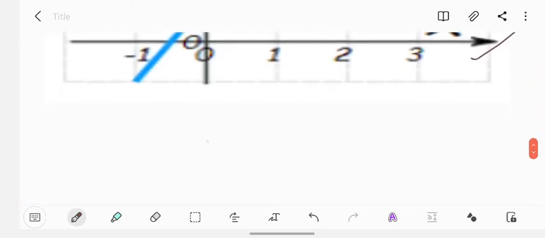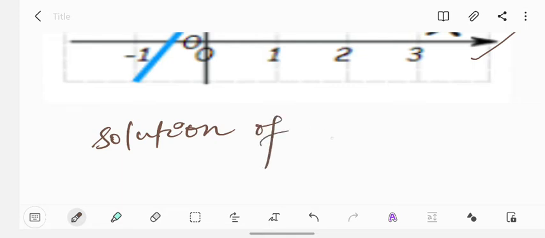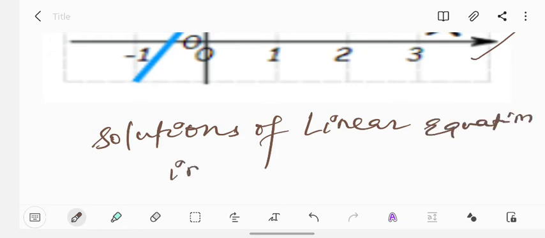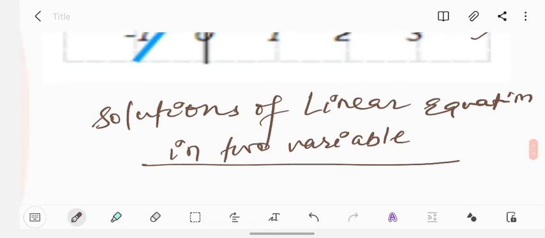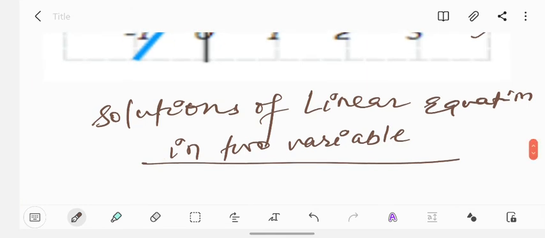Tomorrow, we'll talk about the solutions of linear equations in two variables. We have discussed a few questions in the virtual classroom, some examples and some problems, and given the homework also. You all should do that homework in the respective notebooks and maintain your notes.